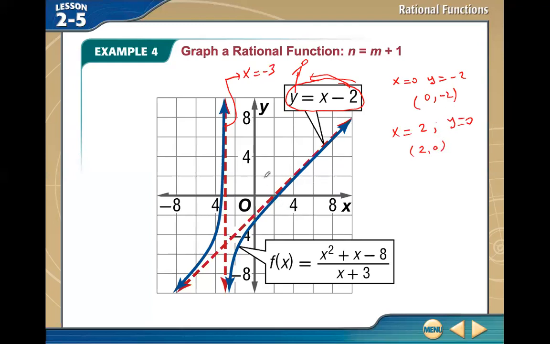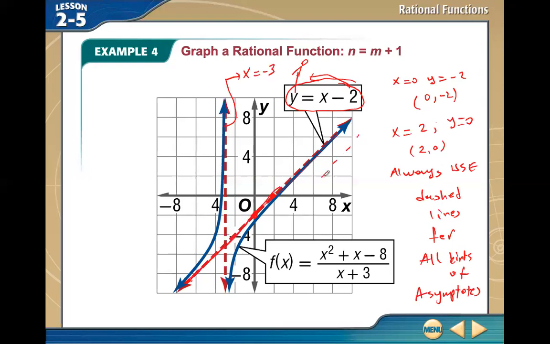So 0 comma negative 2: x is 0, y is negative 2. Here, x is 2, y is 0. So when I join them, it will be the oblique asymptote. And do not forget, always use dashed lines for all kinds of asymptotes. So it must be a dashed line, not a solid line. It's just like this. Any question?